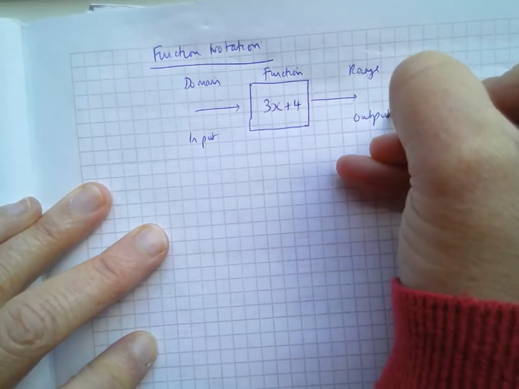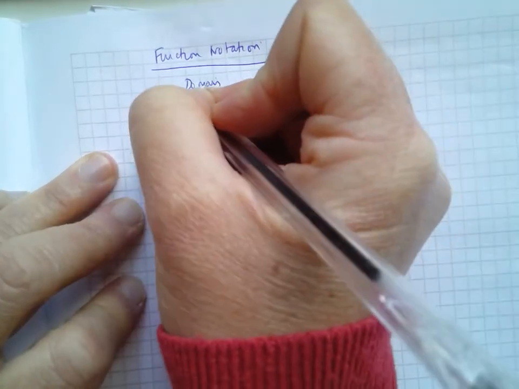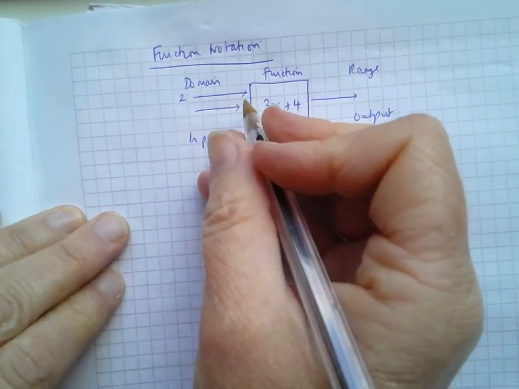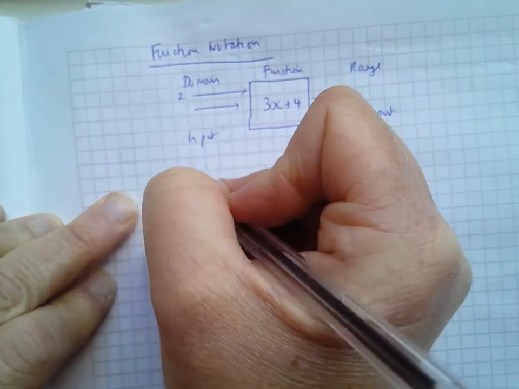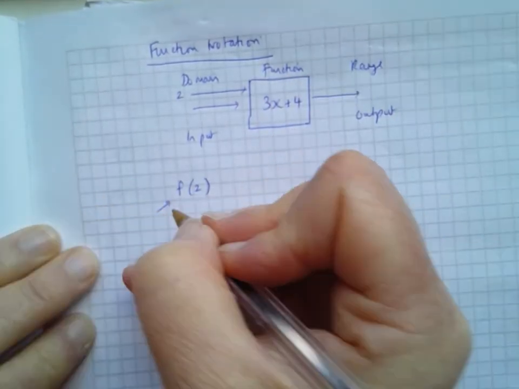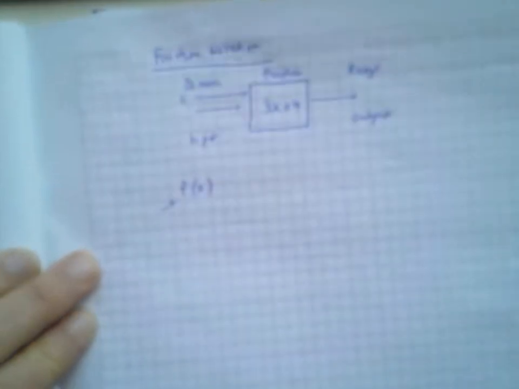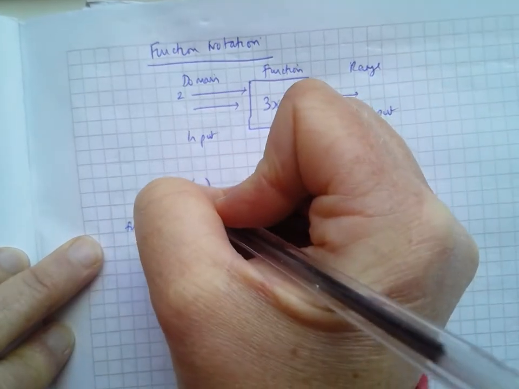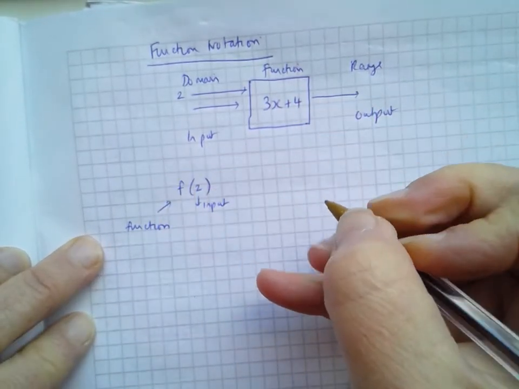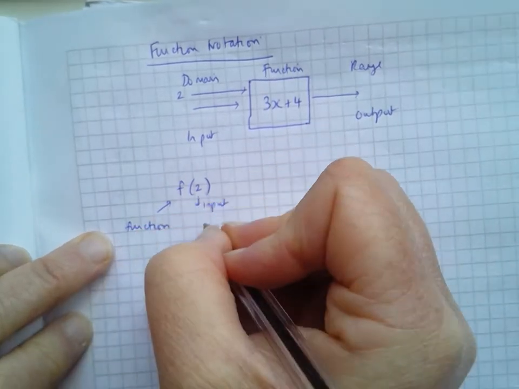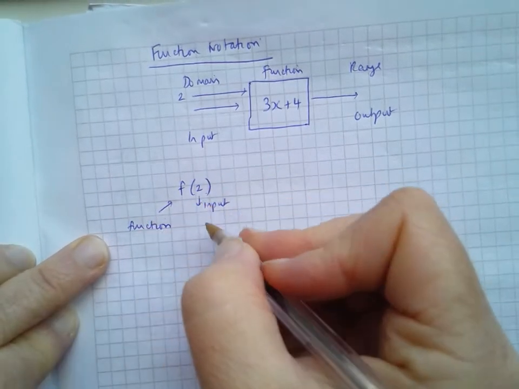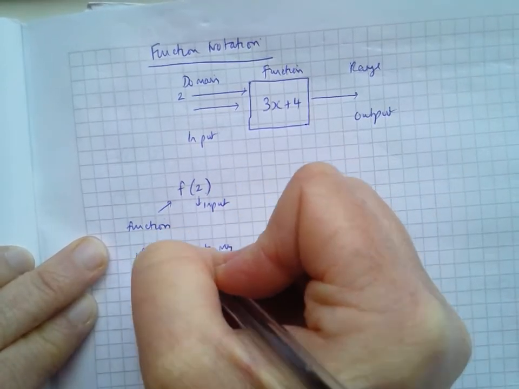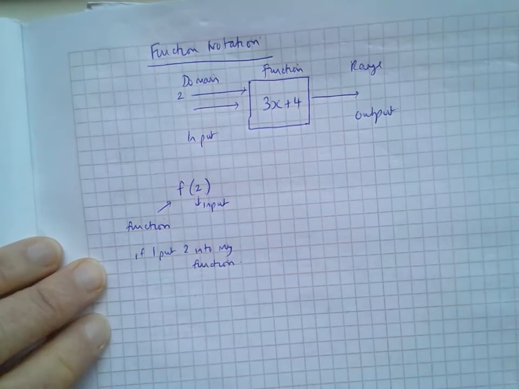So say we put in 2. In function notation, we have a maths way of writing what we're doing. And what we're saying is f of 2 is how we put it. F being function, 2 being the input. Okay, so what we're saying, the function of 2. If I put 2 into my function, that's what that means.